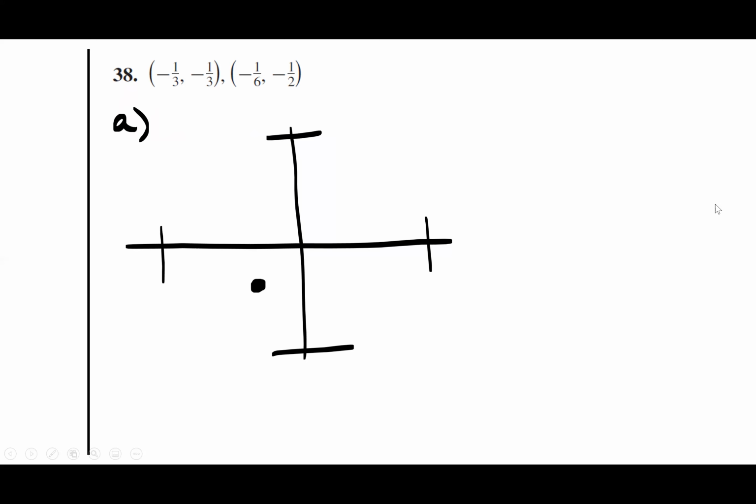So if I were to graph these, -1/3, -1/3, -1/6, then -1/2, it's this little itsy bitsy one. When you square fractions, you square the top and bottom. Top and bottom. So it'd be like that.